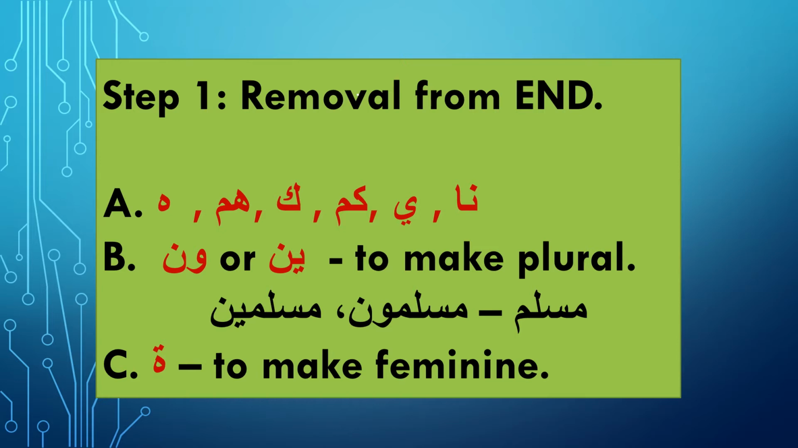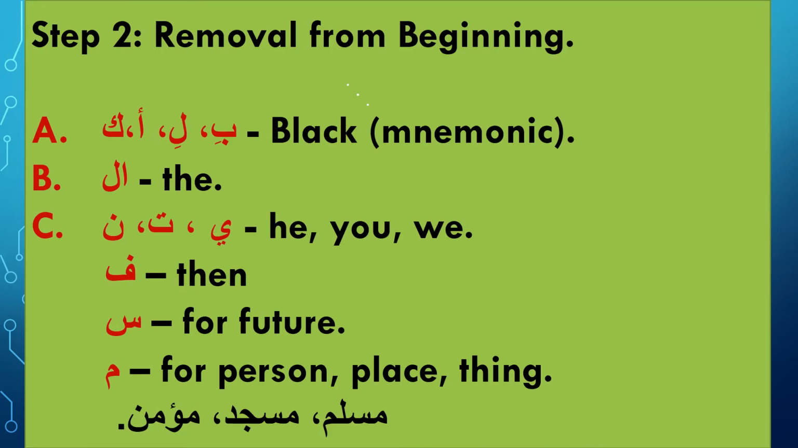Now the second rule is removal from the beginning of the word. First one is bi, li, a, ka. Bi means by, li means for, a is used to ask a question, and ka means for, it's like for example. So black is a good substitute to memorize bi, li, a, ka. Black. Now remove al. Al means the.